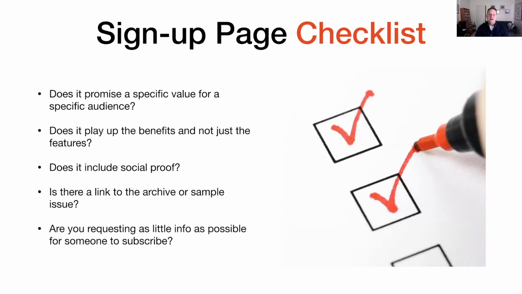You also want to play up the benefits and not just the features. This is another really common mistake. Sign up to our newsletter and we'll send you 4 articles a week. That's the features. Sign up to our newsletter and we'll show you how to become a better gardener. That's a benefit. The result of your newsletter is sharing content, but pitch the result that they get from that content, not the way you deliver the content.